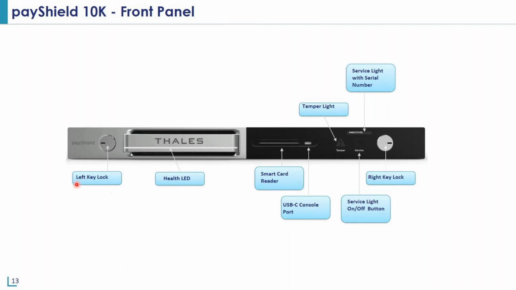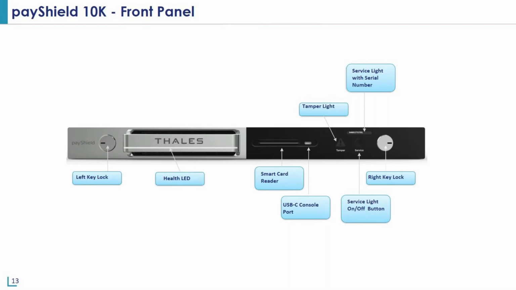So this is how your Spatial 10K will look. You have your left and your right key lock. These two locks have a unique key. We provide you two copies of the left key and two copies of the right key. These are not just mechanical keys to lock your appliances in the data center. Rotating these keys will change the state of your appliance.